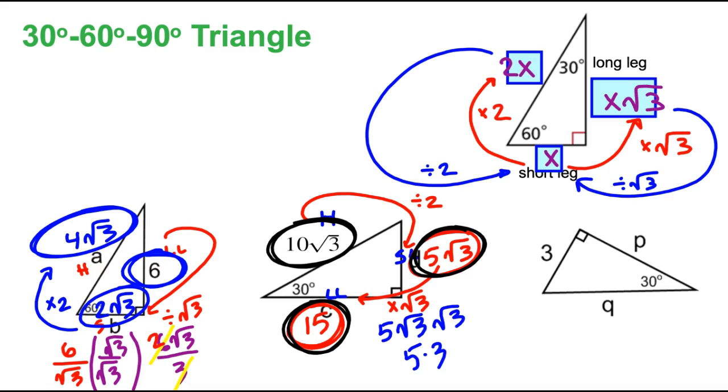Then the last one here, this one's the best scenario when you're just given the short leg. To go from the short leg to the hypotenuse, we double it, so that's 6. And to go from the short leg to the long leg, we multiply it by root 3, so that's 3 root 3. So that's the most basic example, when you're given the short leg: times 2 for the hypotenuse, and times root 3 for the long leg. All right, next page.